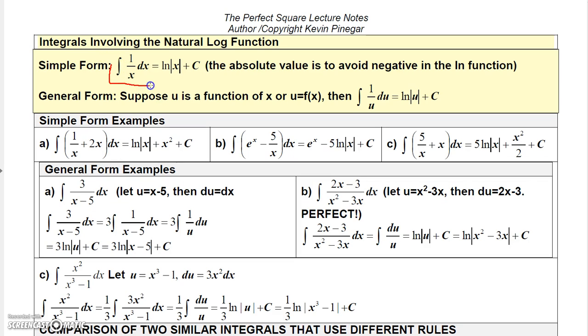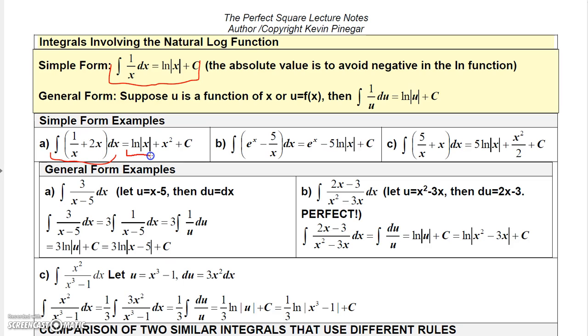Okay, 1 over x dx is actually the natural log of the absolute value of x plus a constant. So if you have an integral of this, 1 over x plus 2x, well, when you integrate 1 over x, you're just going to get the natural log of the absolute value of x.